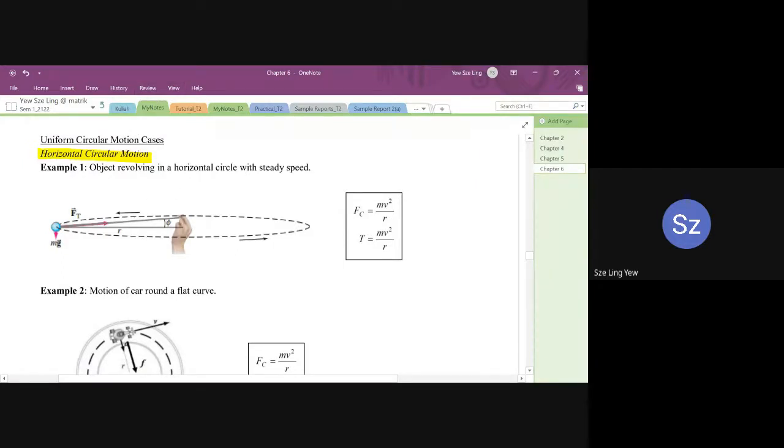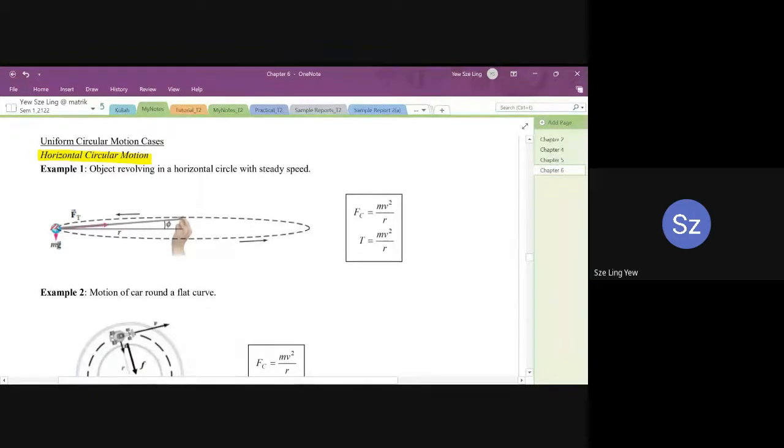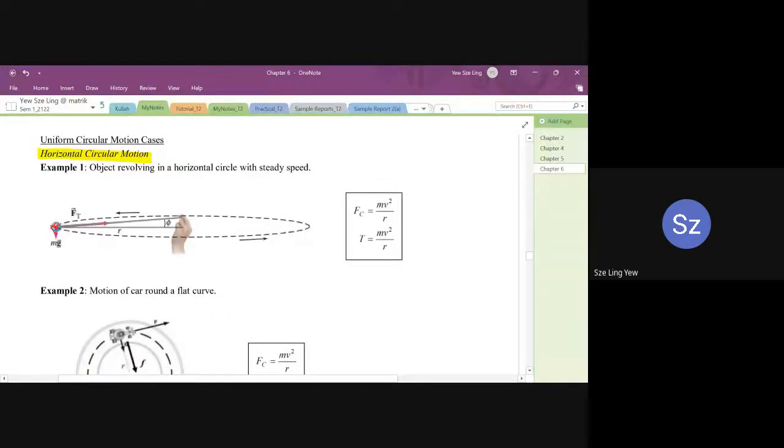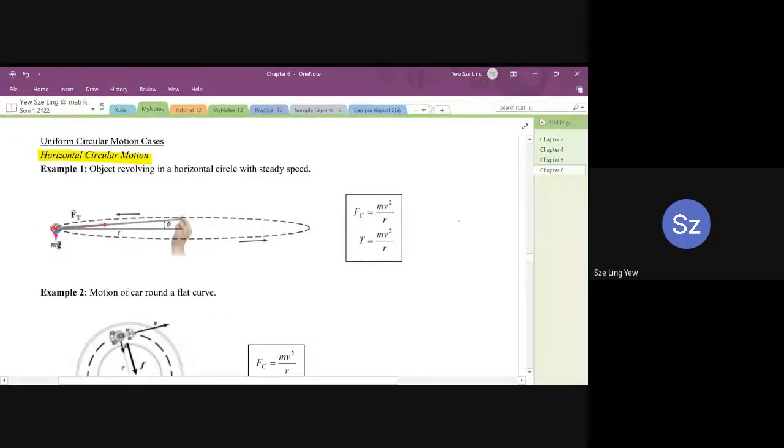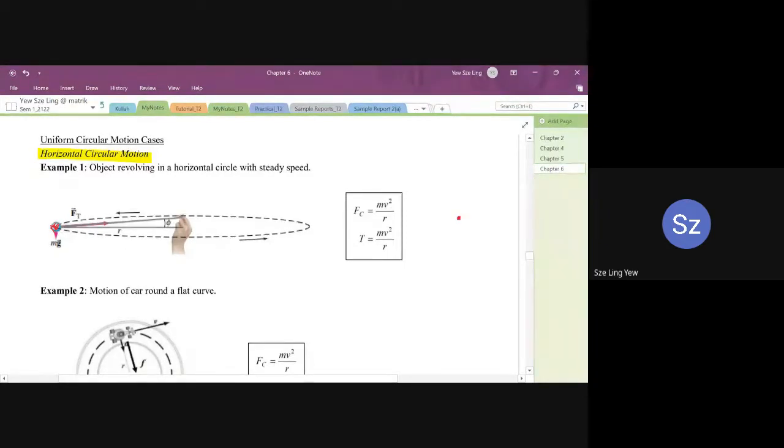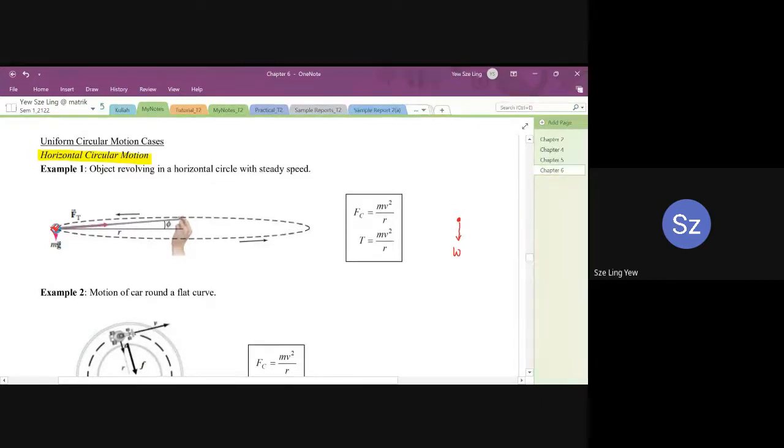So let's look at the first case. Now you have a hand swinging a ball in a horizontal circular path. So we have an object here. Let's do a free body diagram for this object. This is the ball, so I transfer the ball to a dot. The ball comes with weight, so it has a W. If you look at the diagram, let's assume my ball is on the left-hand side now and my hand is at the center. So the hand is acting as the center of the circle.